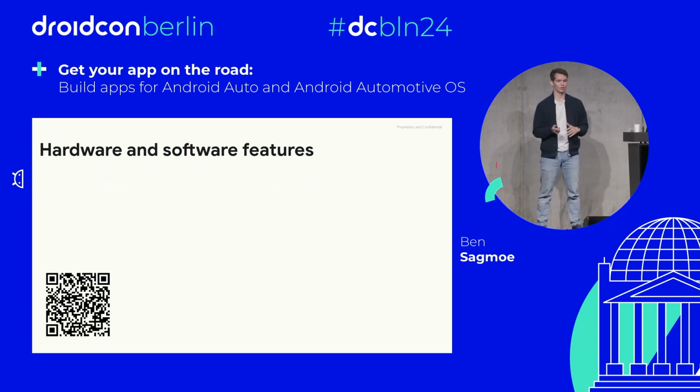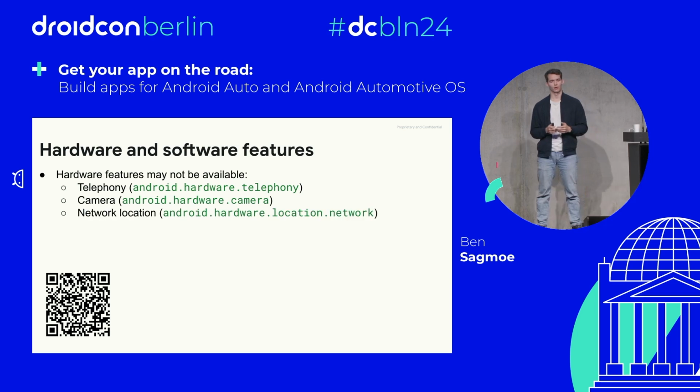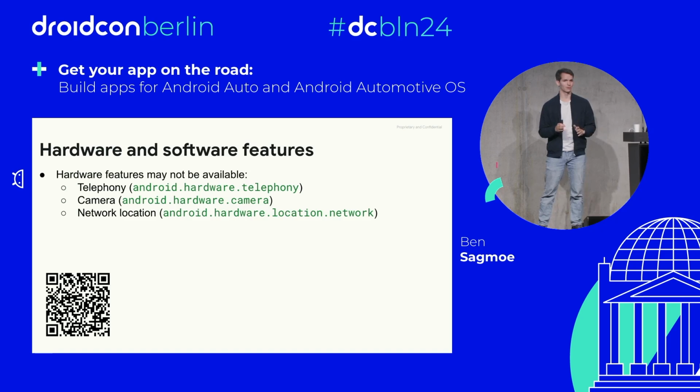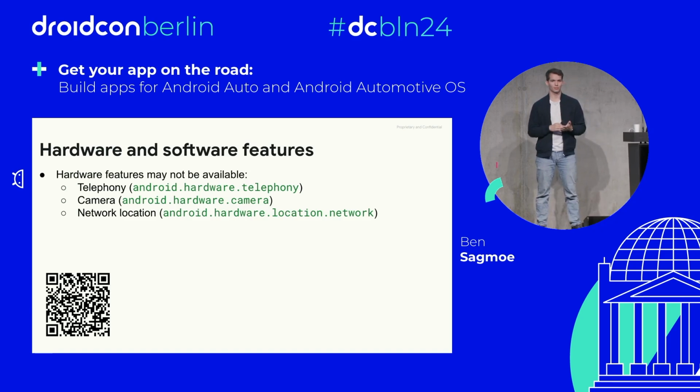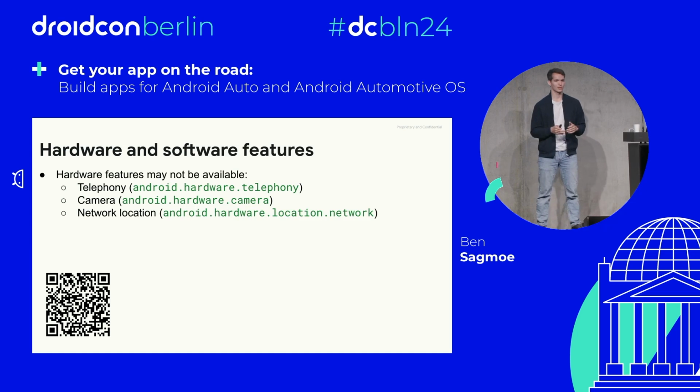Finally, there are some differences between the hardware and software features present in cars as compared to mobile devices. On the hardware side, there might be features that aren't available, so things like telephony, camera, or network location. And like screen orientations, you have to watch out for the implicit feature requirements here as well. For example, if you request the coarse location permission, that implicitly says I'm requiring network location as a hardware feature. So in that case, you might want to make sure that you have an explicit optional one if your app is able to function without the network location provider. If you're using Fused Location Provider, you're usually good to go.